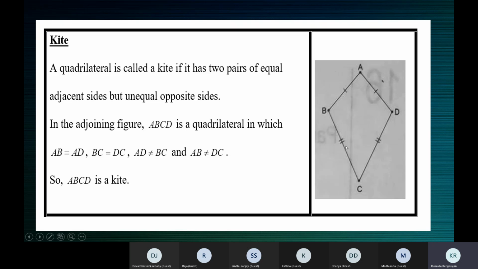Just imagine you produce it, okay? You produce BC, that is, you produce CD. You pull it like this. And AD also, not AD, I should say DA, when you produce it, they'll meet somewhere. When you produce the opposite sides, you might think in the figure they are not meeting, so they are parallel. No. When you produce the sides, they'll meet somewhere. When they are parallel, even if you produce them, they'll not meet.